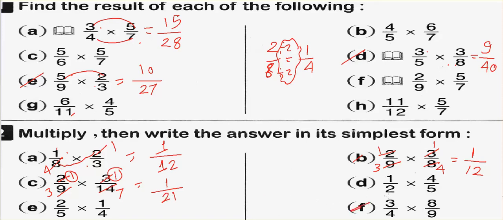What about letter F? 3 over 4 times 8 over 9. 3 and 9. 3 divided by 3 is 1. 9 divided by 3 equals 3. What about 4 and 8? Both of these numbers are divisible by 4. We can divide by 4 up and down. 8 divided by 4 equals 2. 4 divided by 4 equals 1. We multiply numerators and denominators. Here 1 and here 2. 1 times 2 equals 2. 1 times 3 equals 3.